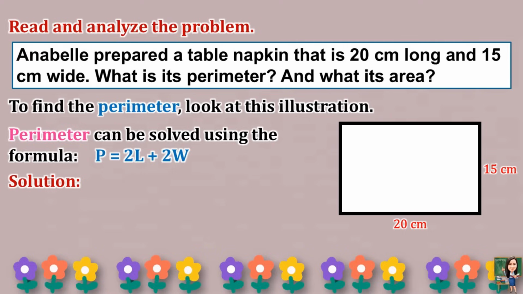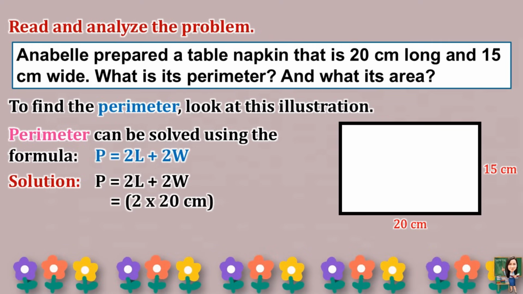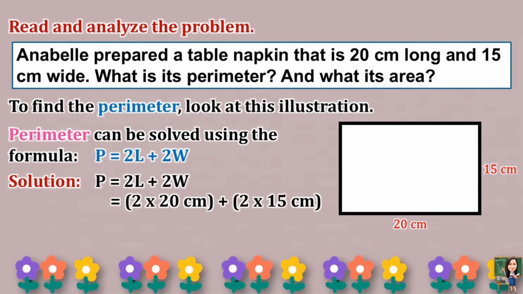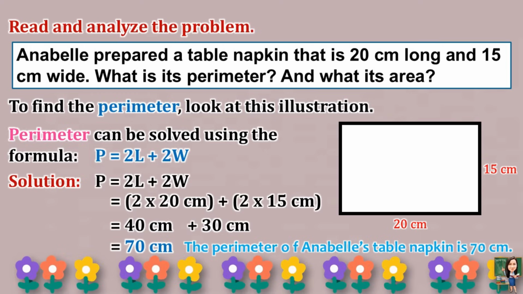That means in a rectangle, there are 2 equal length sides and 2 equal width sides. Here's the solution. Perimeter equals 2 length plus 2 width. So substitute 2 times 20 cm, which are the two sides of the length, plus 2 times 15 cm, which are the two sides of the width. So 2 times 20 equals 40 cm, plus 2 times 15 equals 30 cm. 40 cm plus 30 cm equals 70 cm. So therefore, the perimeter of Annabelle's table napkin is 70 cm.